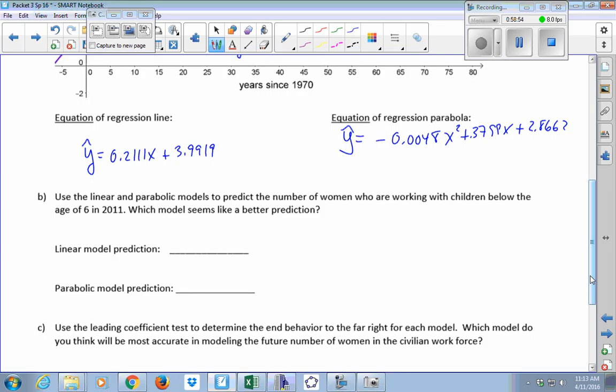So let's make a prediction. We want to make a prediction to see how many women would be in the labor force in 2011. Well, it would be a prediction based on this model because the model only goes to 2000, but it would actually be an estimate because we're in the year 2015, right? So 2016. So how would this model estimate the number of women in 2011? How would the linear model estimate that? What would we do to find that out?